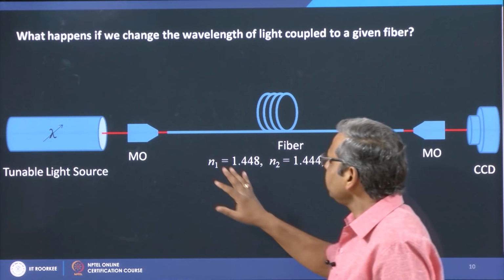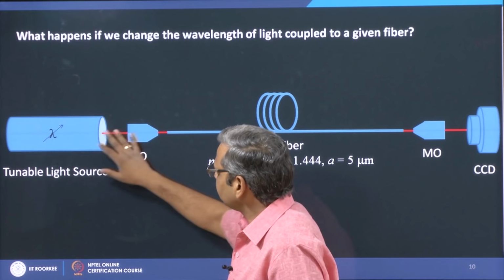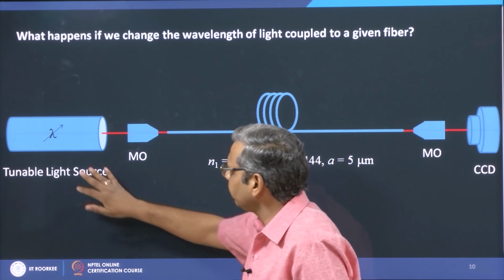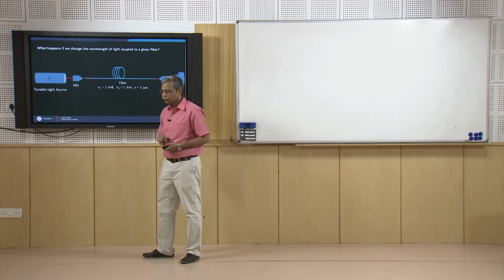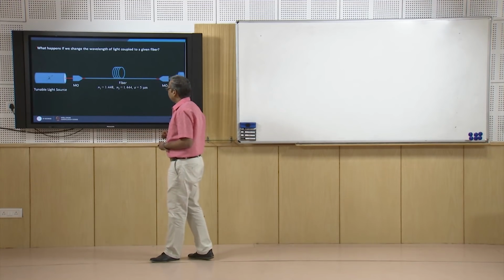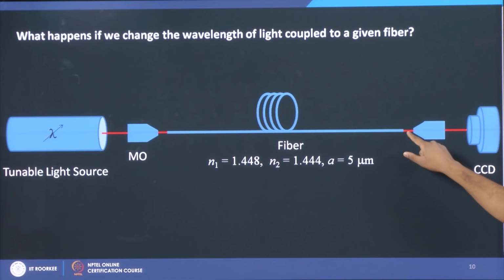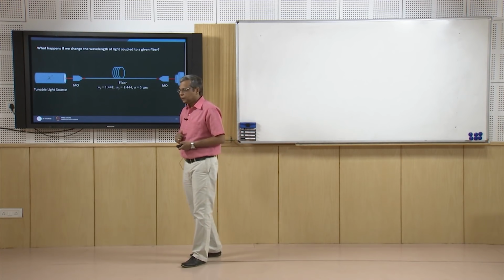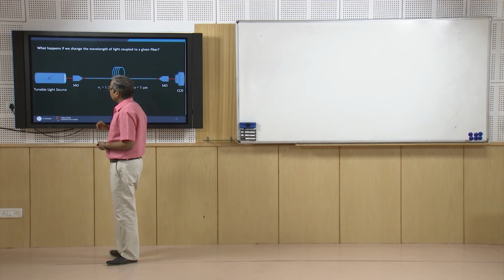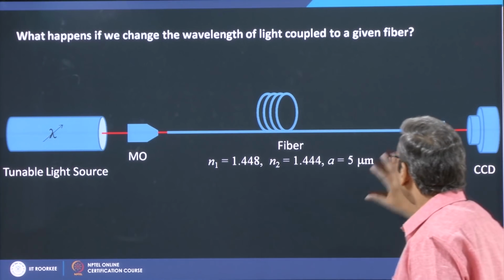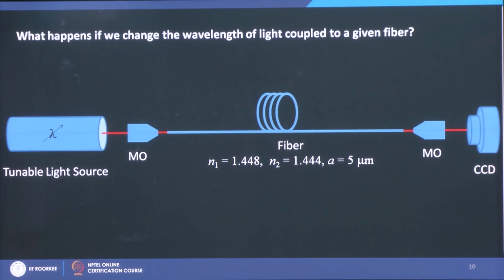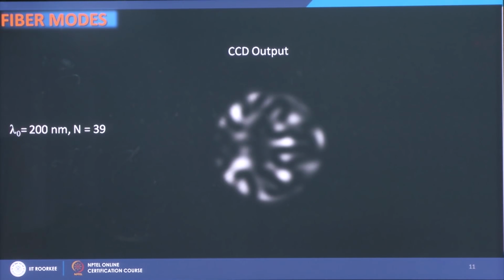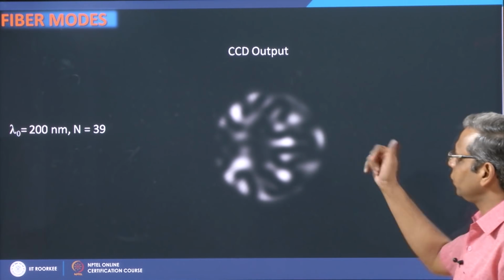Now I launch monochromatic light into this fiber from a tunable laser, whose wavelength I can change, and I capture the output from the fiber using a microscope objective and image it onto a CCD so that I can see the pattern. What I wish to do is, when I change the wavelength, I would like to see how the output pattern changes. Let me perform this. Let me see the CCD output.